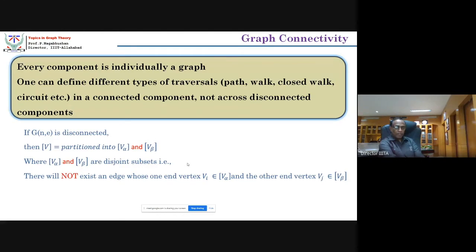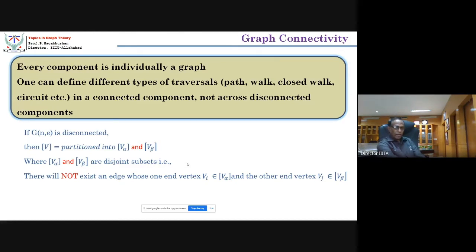One can define different types of traversal. It can be a path, it can be a walk, it can be a closed walk, it can be a circuit in a connected component. So once a graph is connected, you can think of having a walk. We will define later all these essential graph terminologies: what is a path, what is a walk, what is a closed walk, what is a circuit, etc. Not across disconnected components. Definitely you will not have a path across disconnected components, and you will not have a circuit across disconnected components.